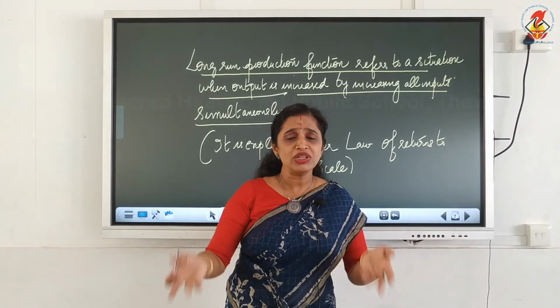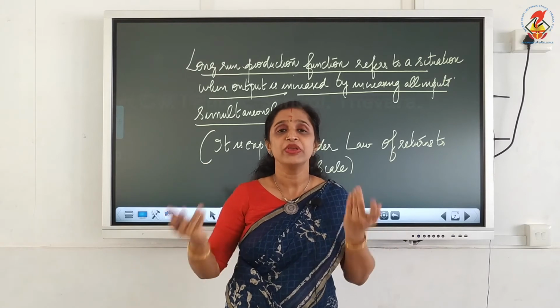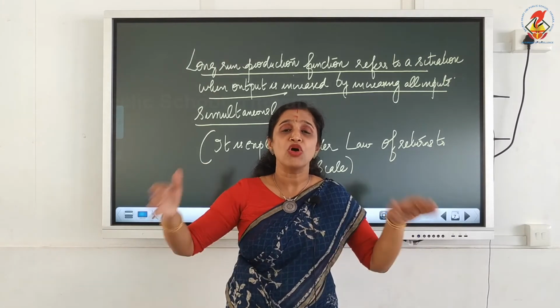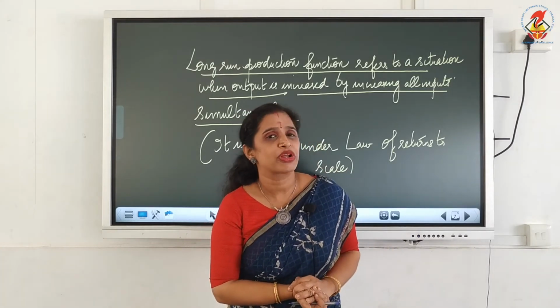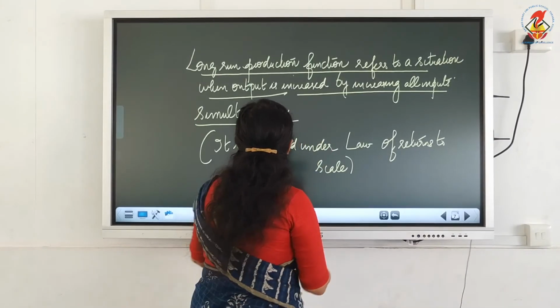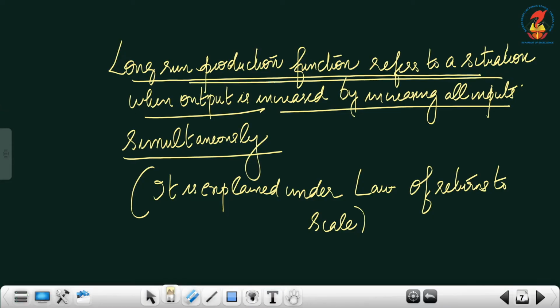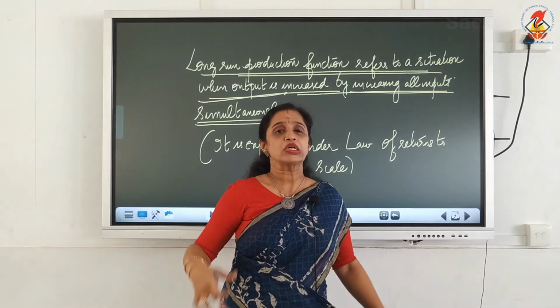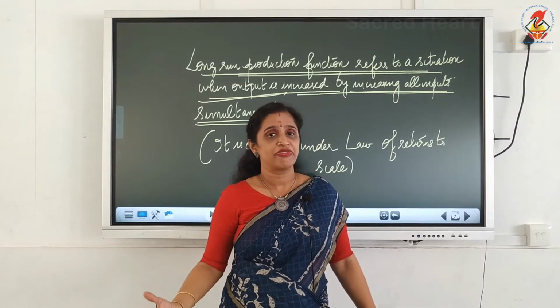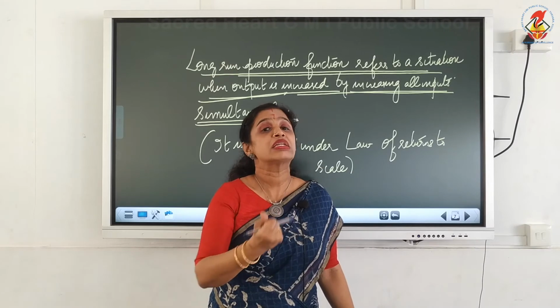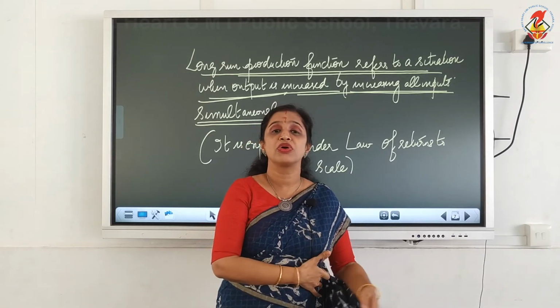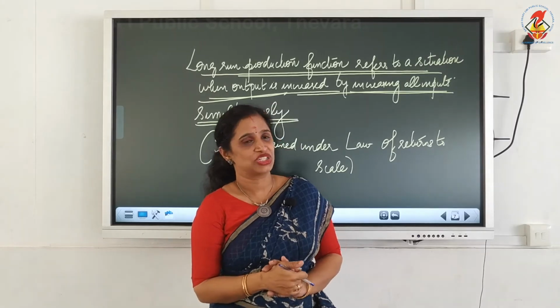So by increasing all the factors of production simultaneously, we call it a long run production function. So what is a long run production function? Long run production function refers to a situation where output is increased by increasing all the inputs simultaneously. So by increasing raw materials, variable factors, and by increasing the area of land, fixed factors, we are trying to experience an increase in the production. That kind of production function is known as long run production function.